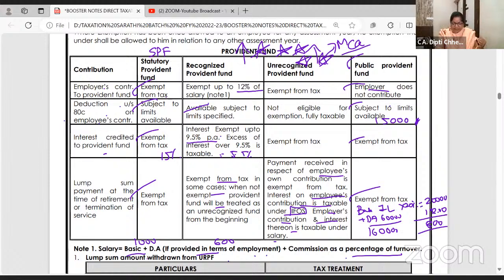Are you all with me? Once again, sometimes watch without looking at the screen. Unrecognized provident fund, it's not recognized. Whatever the employee puts in, and interest received, all that is exempt for now. No ATC deduction because it is unrecognized. So whatever the employee himself is putting, there is no deduction. Now, it's like a triggering bomb blast when at maturity everything comes down together.